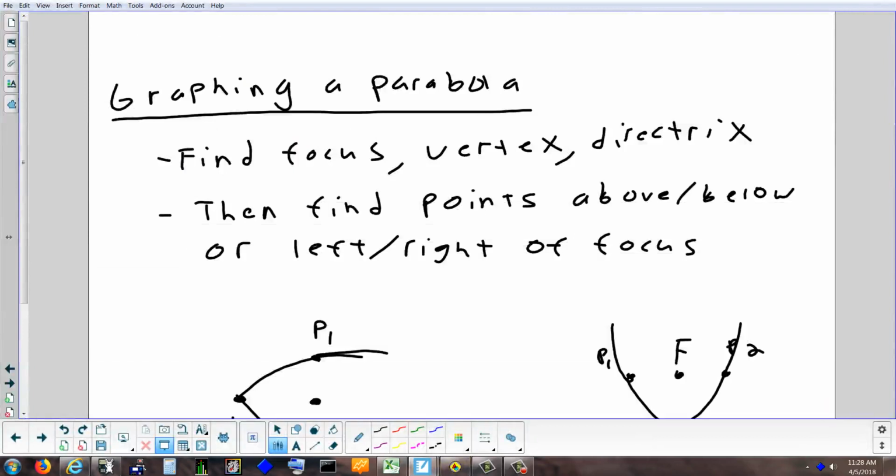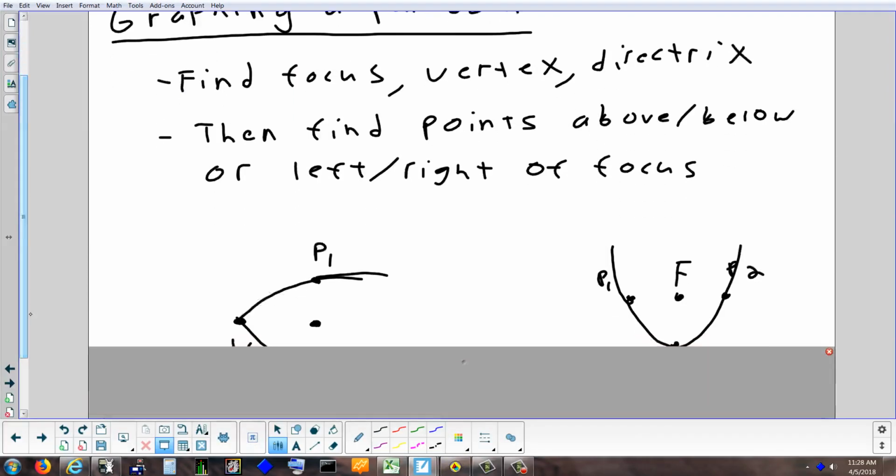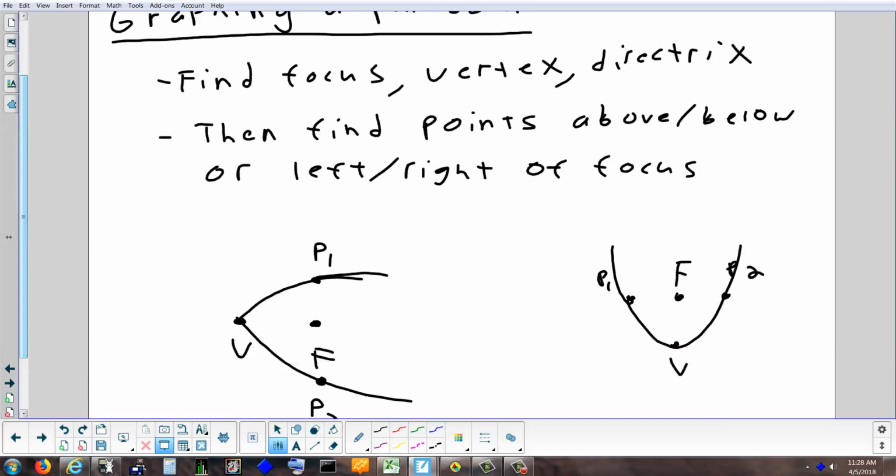And then after you get that, we usually want to get points either above and below the focus, or left and right. Why could it be either or? It depends which way it opens. If the parabola opens to the right, then you would want to find a point above and below to make your sketch.